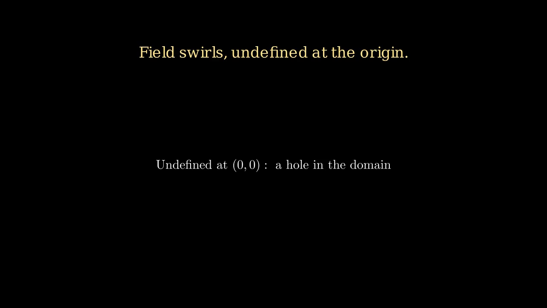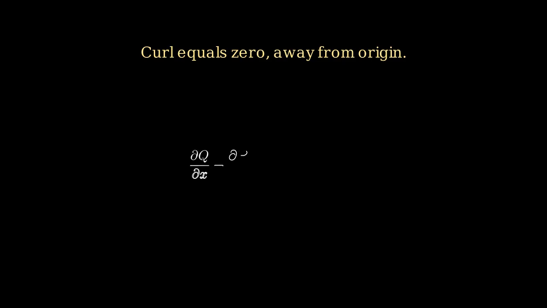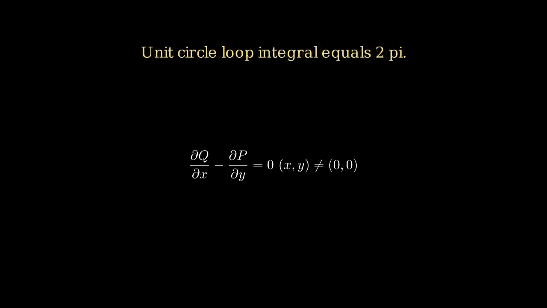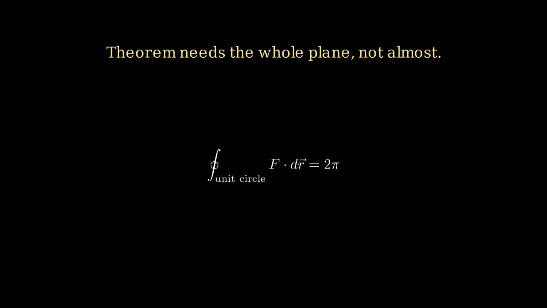Step 1. Compute the curl directly. It equals 0 everywhere the field is defined away from the origin. Step 2. Choose the unit circle as a closed loop around the origin. The loop integral works out to 2 pi, not 0. Step 3. Explain why this doesn't contradict the earlier theorems. Those theorems require the field to be defined and smooth across the entire plane, not just almost everywhere, and here there's a hole right at the origin.